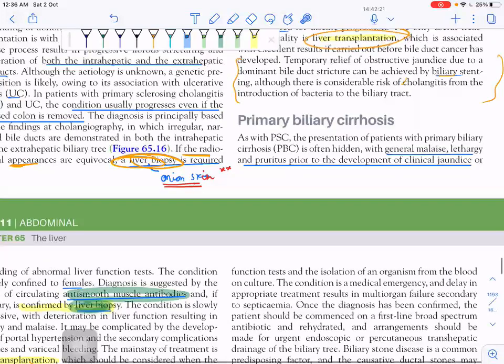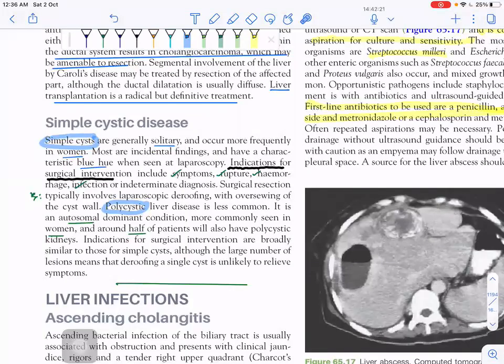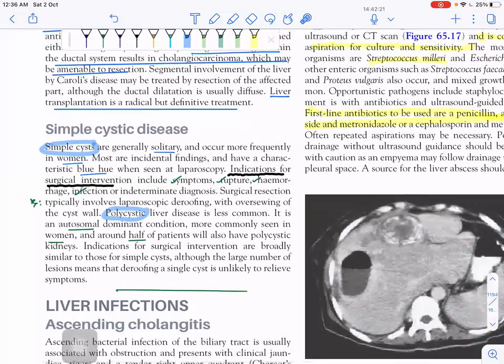Simple cystic disease is generally solitary and seen in women. It has a characteristic blue hue, so just remember, blue hue when seen at laparoscopy. The indication for surgical intervention in simple cystic disease is when the patient presents with symptoms, rupture, hemorrhage or infection. Polycystic liver disease is autosomal dominant, seen in women, and around half of the patients will have polycystic kidney disease. The same surgical indications apply for both polycystic and simple cysts.